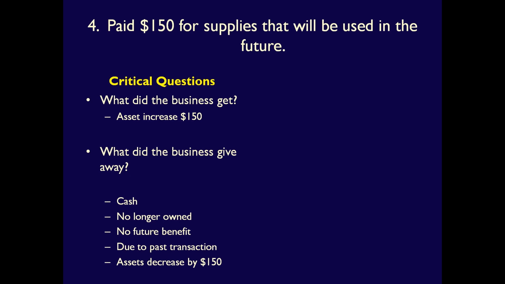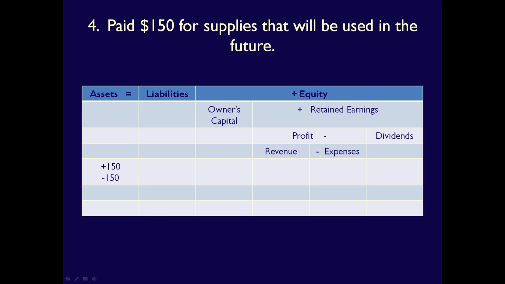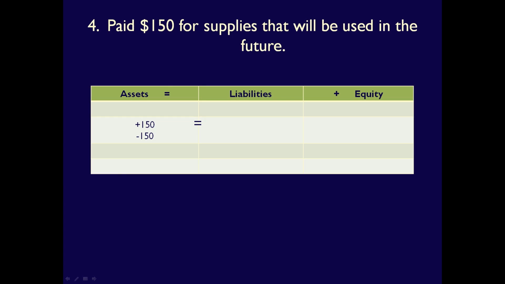Let's record this business activity in the expanded accounting equation. Assets increased by $150, assets decreased by $150. Transactions don't have to affect both sides of the accounting equation. As long as both sides balance, then we're good to go. Let's record this activity in the basic accounting equation. Assets increase $150, assets decrease by $150, and the equation is still in balance.